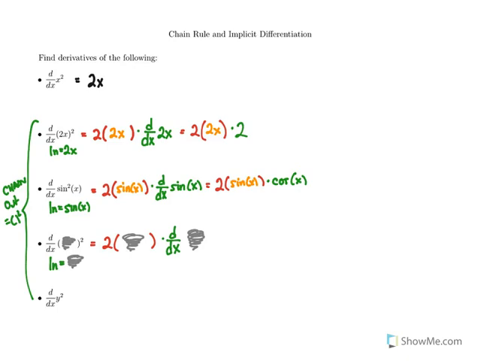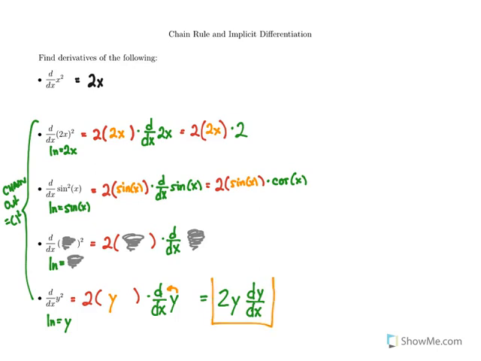So now let's do it for y squared. Here, the inside function is y, so the derivative should be 2, inside function is y, times the derivative of y. And we could write this one as 2y dy dx, moving the y into the numerator. And this is what we're going to be focusing on.